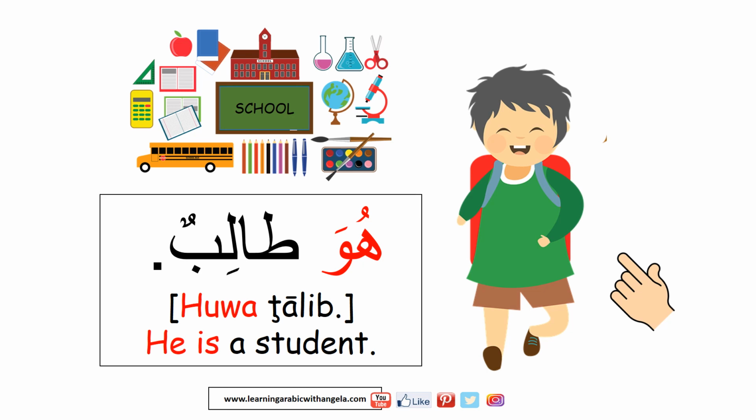هو طالب. هو means he and طالب means a student. So the literal translation would be he, a student, since we don't have a verb to be in Arabic. So the pronoun in itself contains the verb to be. So for nominal sentences, like he is a student, the pronoun in itself contains the verb to be.